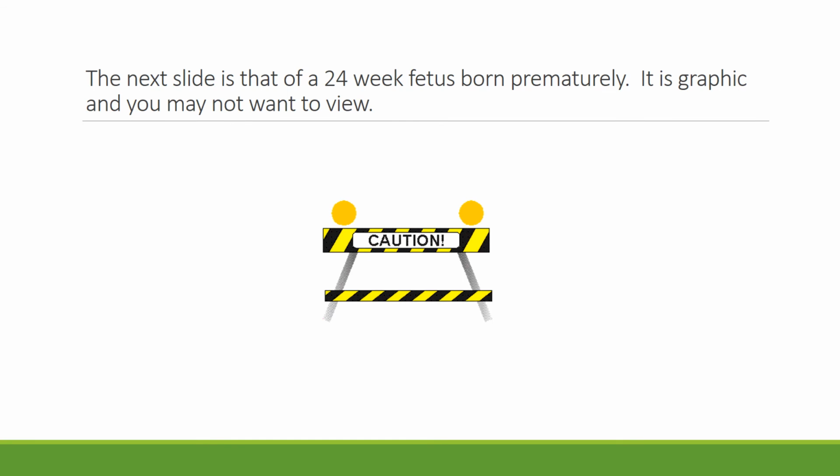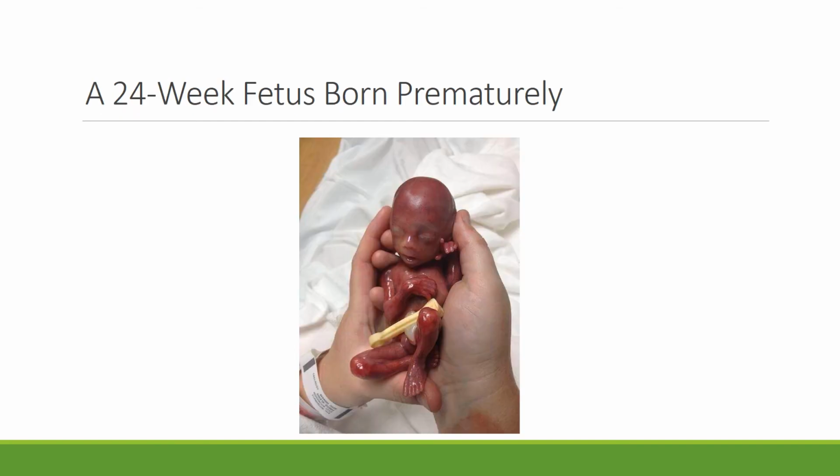The next slide is that of a 24-week fetus born prematurely. It is graphic, and you may not want to view this. The baby is most active between 24 and 28 weeks and weighs about 1.3 pounds at this point. It's about the size of an ear of corn. At 24 weeks, the baby would be considered viable with a chance of survival if they're born prematurely.